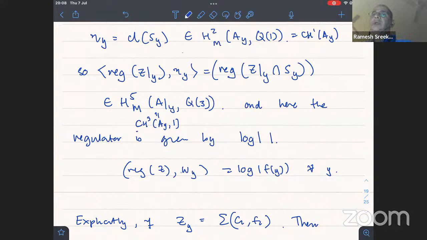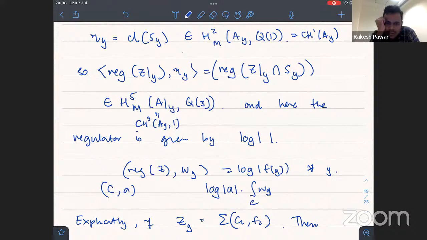For decomposable cycles with c comma a, the regulator will just be log of a times the integral of c, right? So it's basically log of a. This is some rational number times log. Well, if you had eta y, then this thing would be zero, because eta y is sort of orthogonal to the generic Neron-Severi. But otherwise it will be just some number, the intersection number of two cycles.